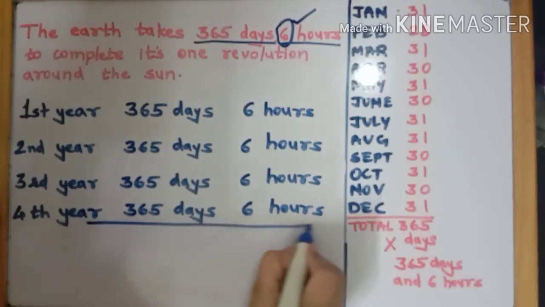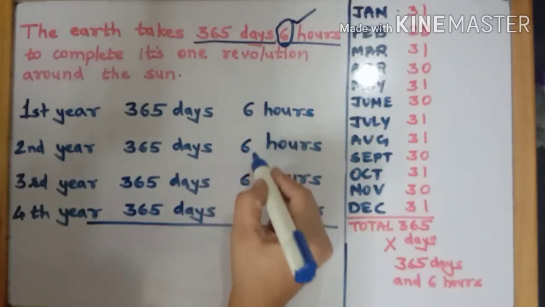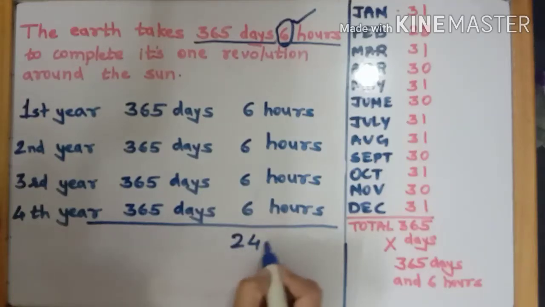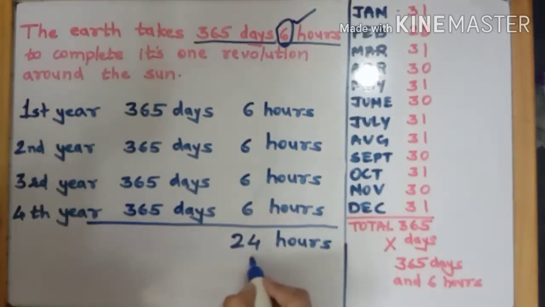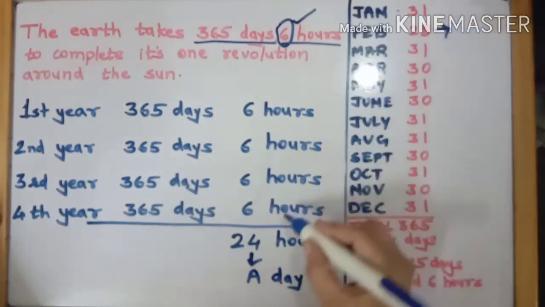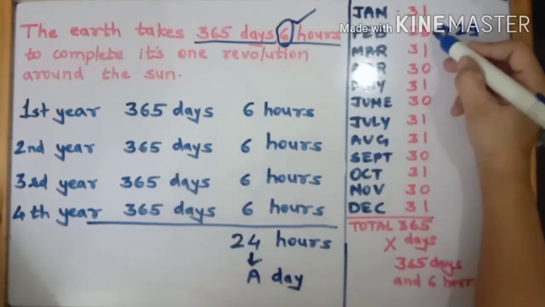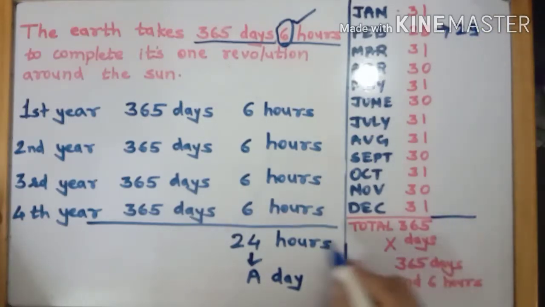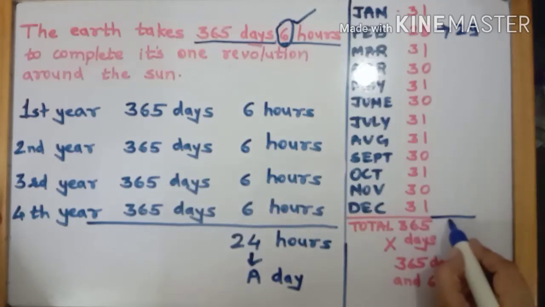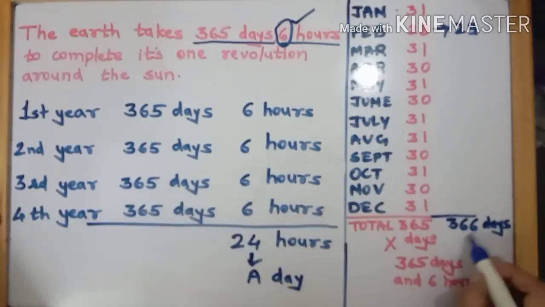Now, let's calculate these days. Here, 6 hours, 6 hours, 6 hours, 6 hours, 6 fours are 24 hours. 24 hours make a day. Now this one day is added in the month of February. In the fourth year, these days are 29 instead of 28. And because of that, in that year, that is the fourth year, the total number of days is 366 days. And this fourth year is called a leap year.